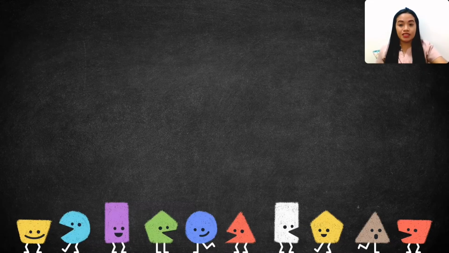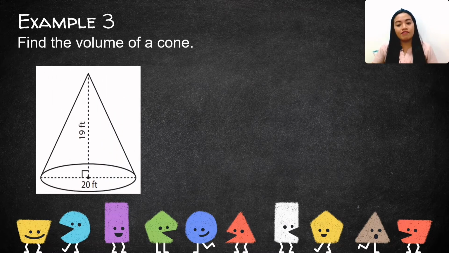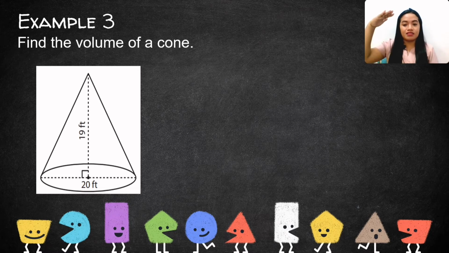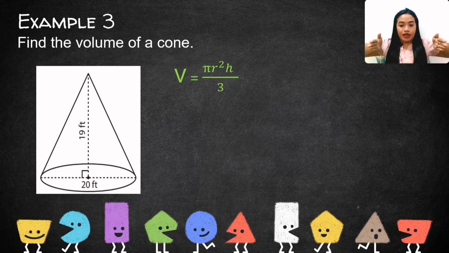Okay, now let us proceed to example number 3, which is we need to find the volume of a cone. Okay, and our given for our cone is the height is 19 feet, and the diameter is 20 feet. But here, we only need the radius. Kung diameter ang given, guys, or learners, please get the radius. Ano ba, or paano ba natin kukunin yung radius? Kalahati lamang ito ng diameter. So, kalahati ng 20 is 10 feet.